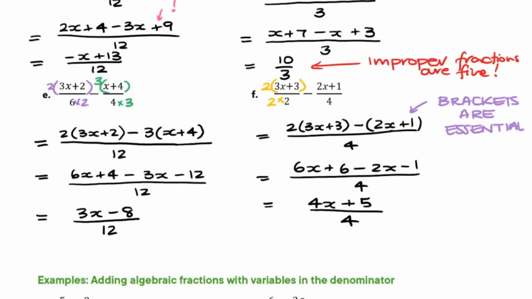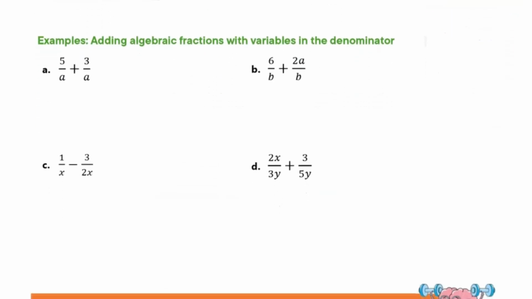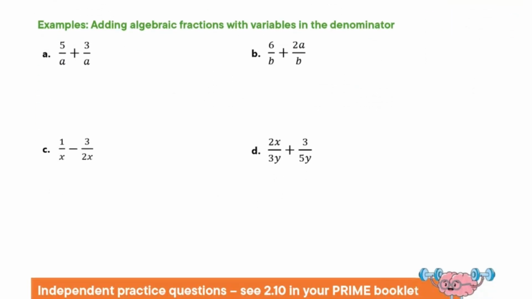Okay, that's looking at when we had two different factors in the numerator. Same process applies if you had more than 2, 3, 4, 5, however many you've got. Brackets are essential. Make sure you consider that lowest common denominator and add and subtract like terms. Okay, the last lot we have is we're adding algebraic fractions that have variables in the denominator.